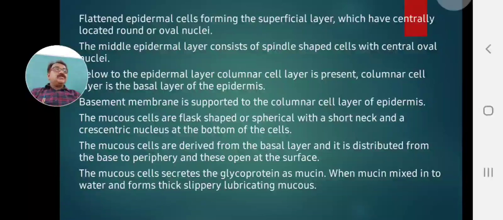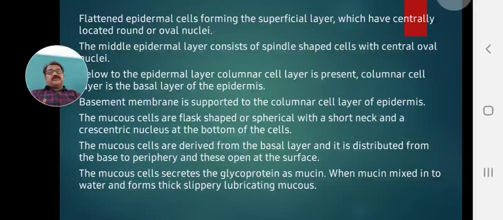The mucous cell secretes glycoprotein. Which secretion is this? The secretion is glycoprotein in nature, and it is called mucin. When mucin is mixed with water, it forms a thick, slippery, liquid, lubricating substance. That lubricating substance is called mucus.